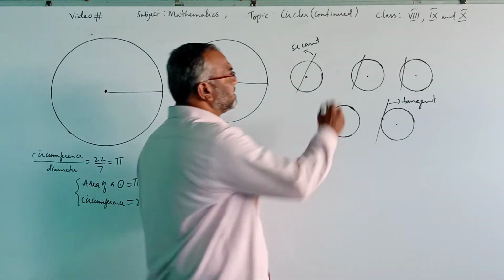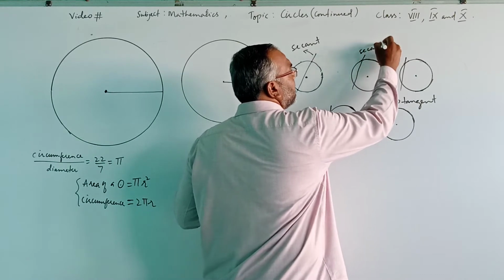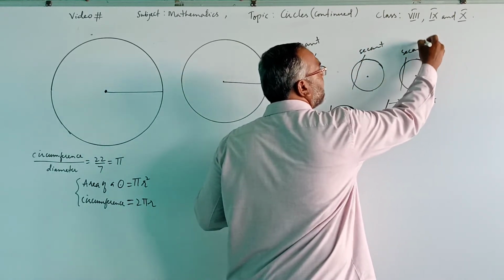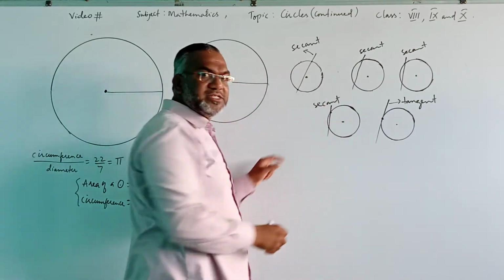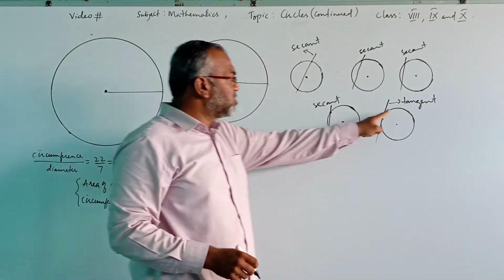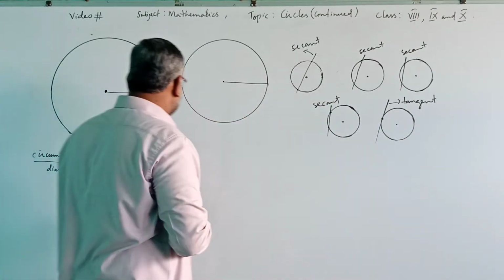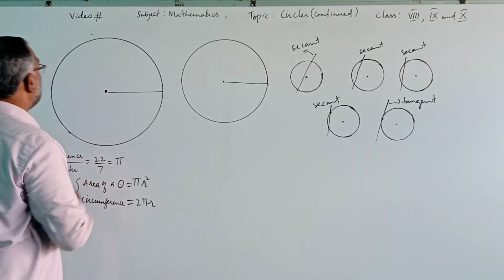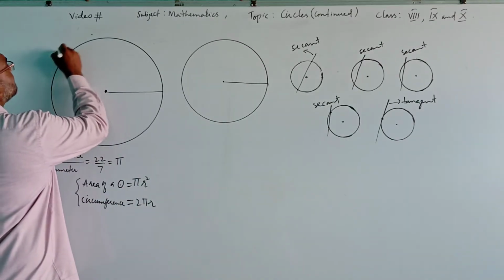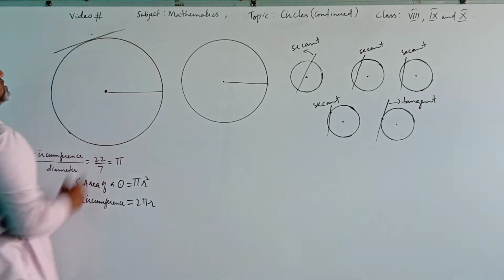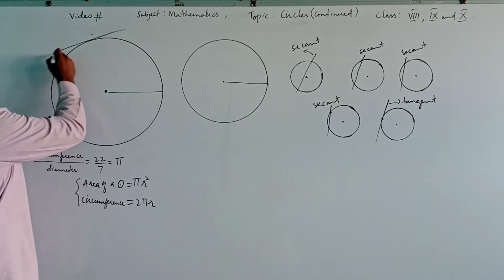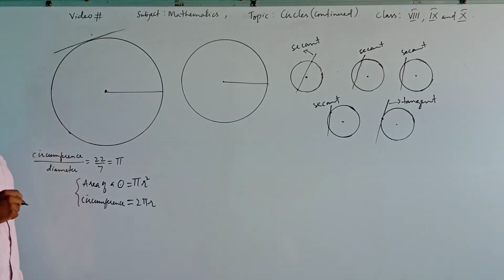Here, this is a secant. Here also a secant. Here also a secant, because the line is cutting the circle at 2 points. But this one is a tangent. A tangent is a line. Imagine if I draw a line here like this, which just touches the circle at 1 point. This line is called a tangent.